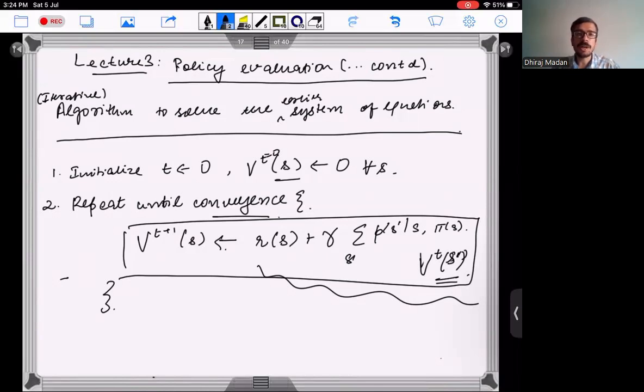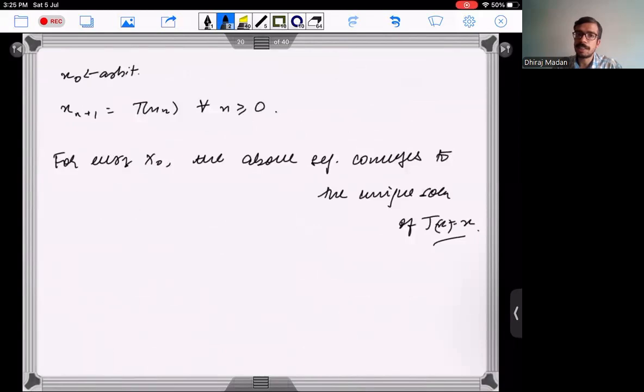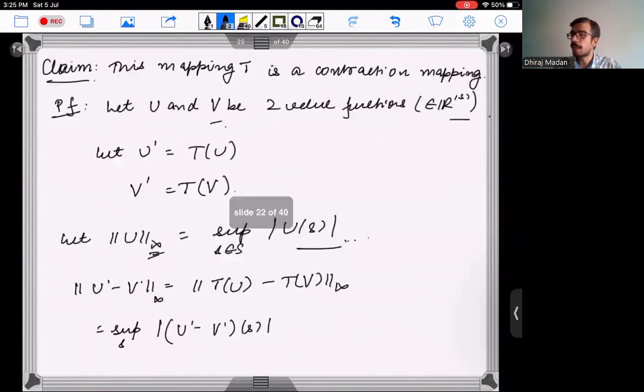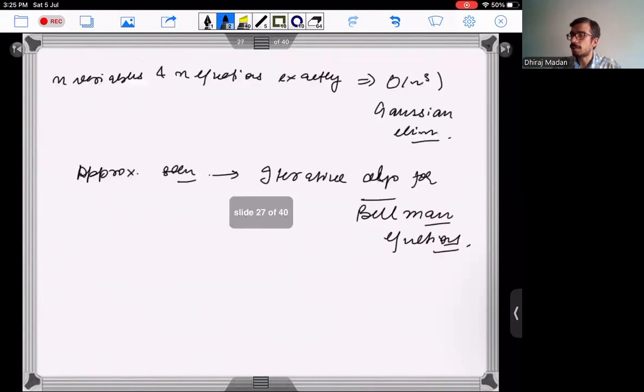We had shown that this algorithm in fact converges if gamma is less than 1, and it converges to V pi of s. So that's what we had discussed in the last few lectures.